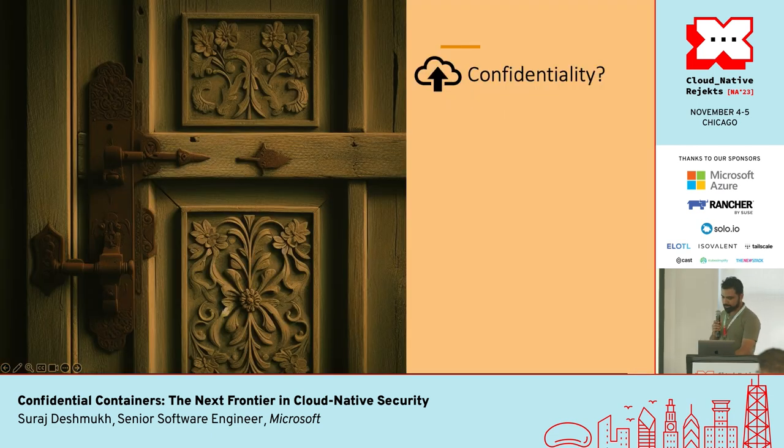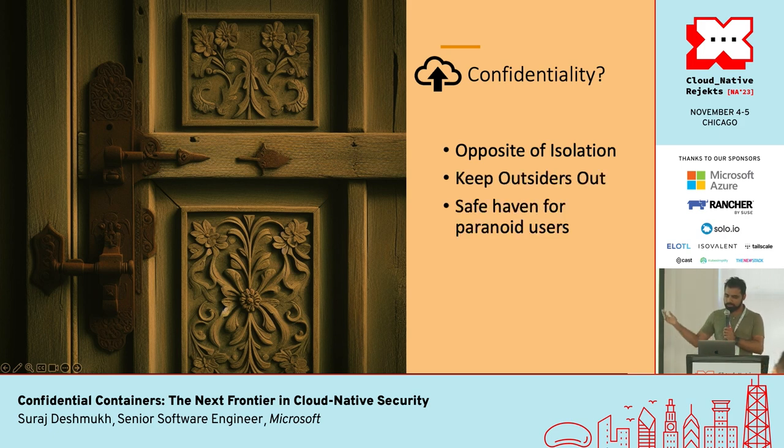Confidentiality is in contrast with isolation. I won't say exactly opposite, but it's addressing the concern of the app owner. Confidentiality keeps the other apps, users, and platforms from looking into what you are doing inside your application. It's for addressing the paranoid users so that they can come to public clouds and also get the elasticity of cloud. I got this image using AI, which shows an old style latch, which you can put on from inside and nobody can open it from outside. So it's kind of signifying that, I guess. But this is where the analogy between confidentiality and isolation ends.